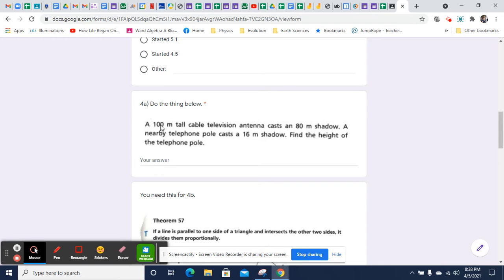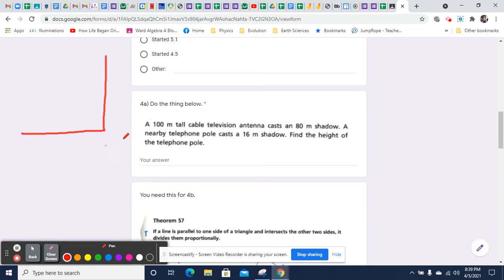We're going to deal with a couple of questions here. You've got this 100-meter tall television antenna that casts an 80-meter shadow, and a nearby telephone pole casts a 16-meter shadow. And of course, what we're dealing with is a couple of triangles.